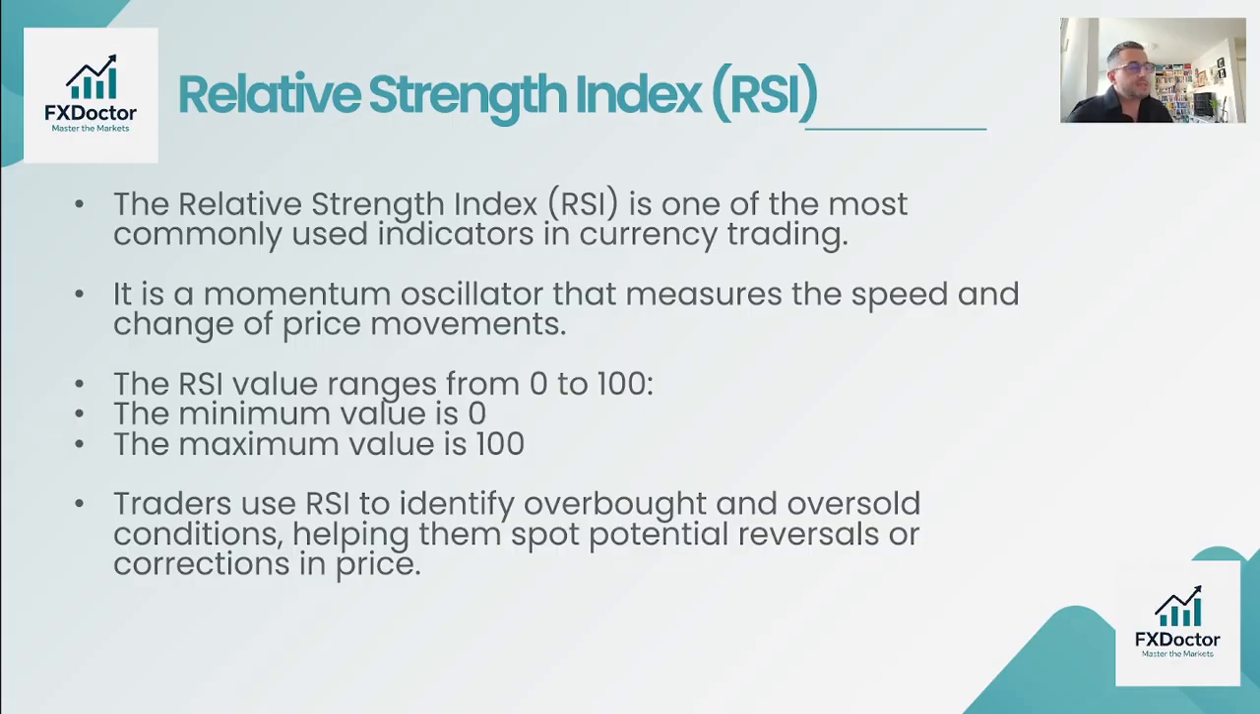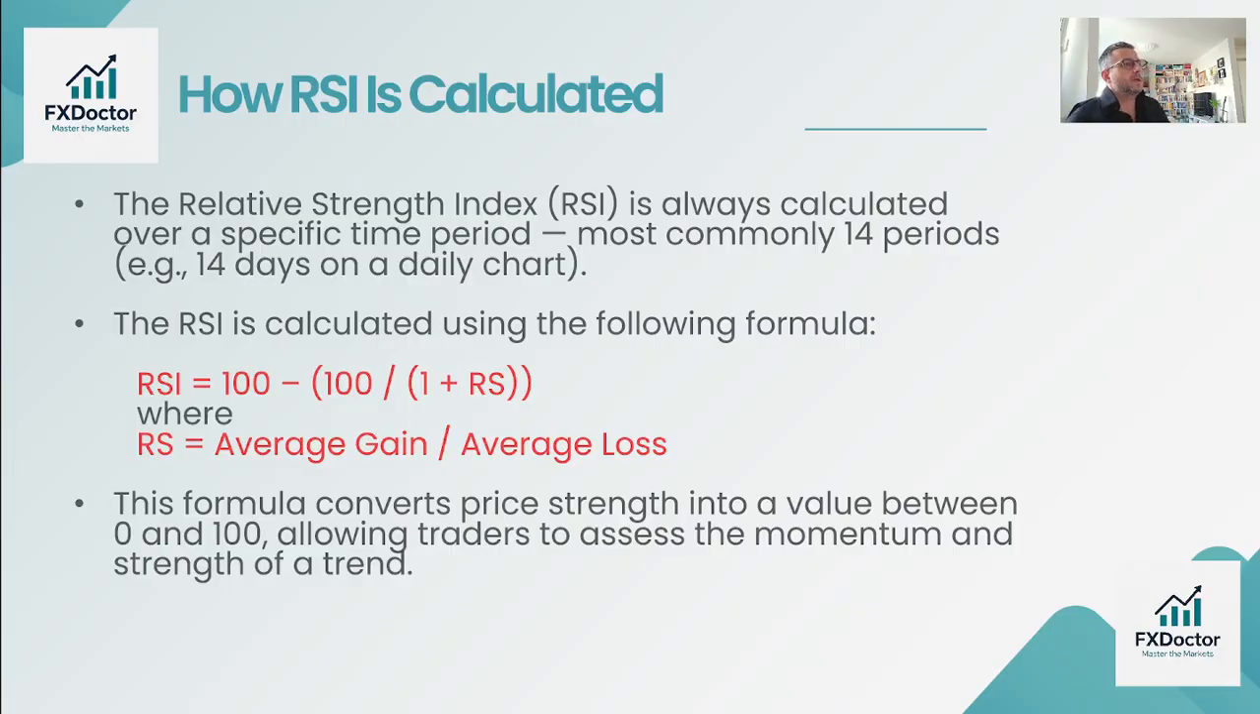Okay. RSI, it is my favorite indicator. Relative Strength Index, RSI, is one of the most commonly used indicators in currency trading. It is a momentum oscillator that measures the speed and change of price movements. RSI value ranges from 0 to 100, minimum value is 0, maximum value is 100. Traders use RSI to identify overbought and oversold conditions, helping them spot potential reversals or corrections in price. RSI is always calculated over a specific time period, most commonly 14 periods.